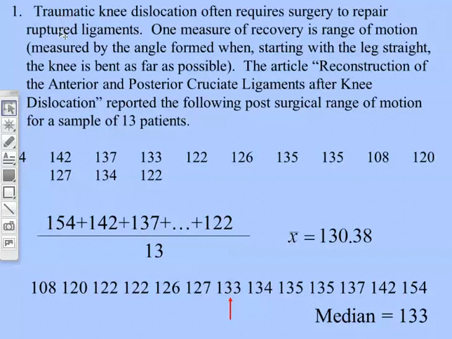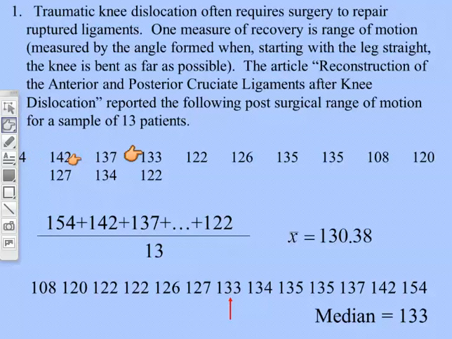It says traumatic knee dislocation often requires surgery to repair ruptured ligaments. One measure of recovery is the range of motion, measured by the angle formed when starting with the leg straight and the knee bent as far as possible. The article reported the following post-surgical knee range of motion for a sample of 13 patients. And you can see they've recorded the angles here. I'm just going to point to them here.